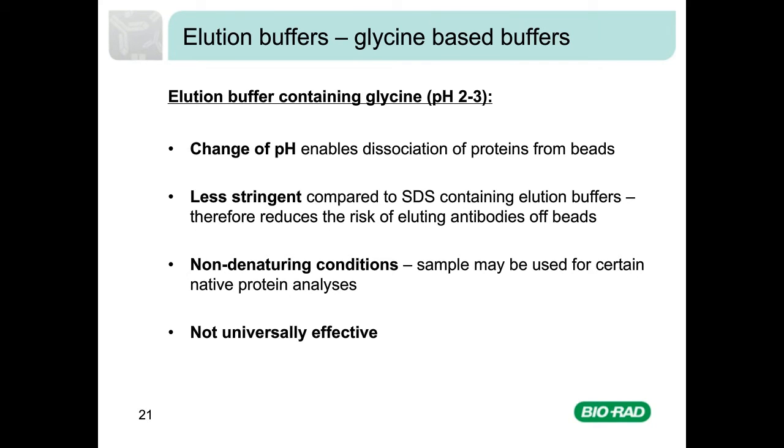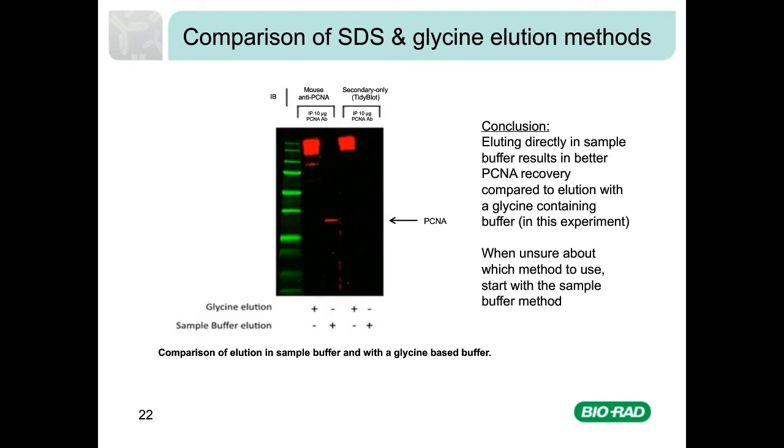In summary, the choice of elution buffer can have a big impact on the result of an IP experiment. Here is an example of a PCNA IP performed using glycine and SDS-based elution methods. The IPs were performed in the same manner, only the elution step at the end of the IP procedure was performed differently. You can see from the PCNA Western blot that the IP sample eluted using the SDS elution method results in detection of a band of interest at the correct molecular weight for PCNA. The Western blot, however, shows no band of interest for the IP sample eluted using the glycine elution method. To summarize, in this instance, eluting directly in sample buffer resulted in better PCNA recovery compared to eluting with a glycine-containing elution buffer. When unsure about which elution method to use, I would recommend trying sample buffer first.